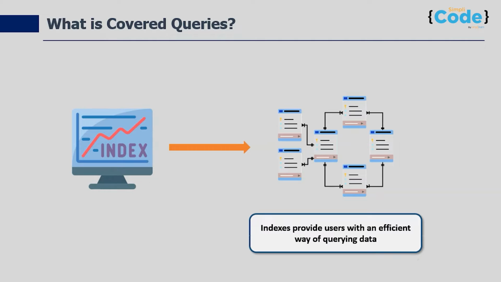Now, indexes basically provide users with an efficient way of querying data. So if you ran a query to find specific documents, let's say in a collection of thousands or lakhs of documents without any indexes, MongoDB would have to search the entire collection in order to find the requested document in your query. However, MongoDB would use indexes if you had them to reduce the number of documents that needed to be searched in the collection.